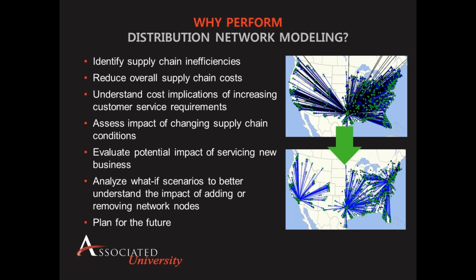You may need to reassign customers from one DC to another. It can show you when you have inventory placement issues. So the network model can be a great analytical tool to help you identify those inefficiencies.